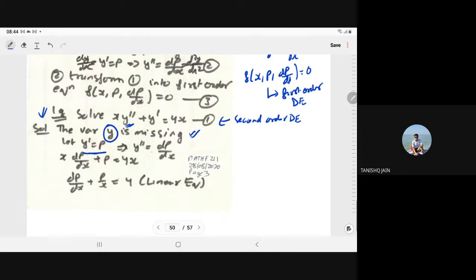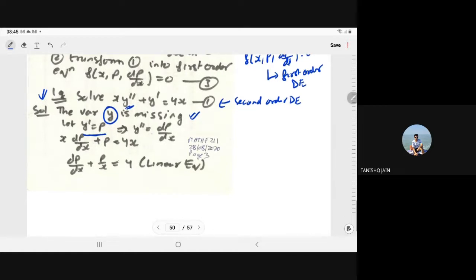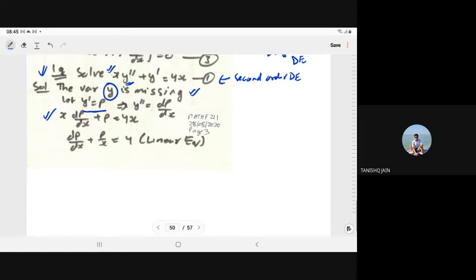So d2y upon dx2 will become dp by dx. In this equation, if you substitute, you will get x dp by dx plus p is equal to 4x. So you can write this as dp by dx plus 1 upon x into p is equal to 4. What is this? It is a linear equation, where P of x is 1 upon x, and Q of x is equal to 4. So this is the standard linear equation.